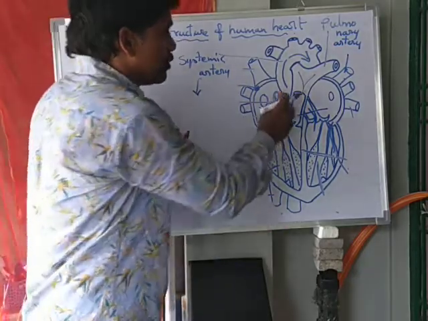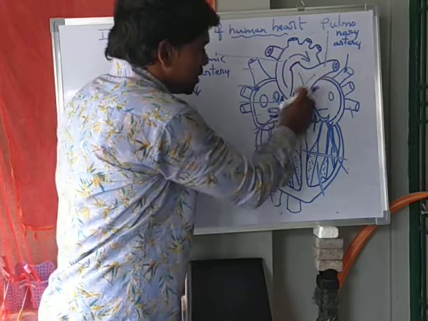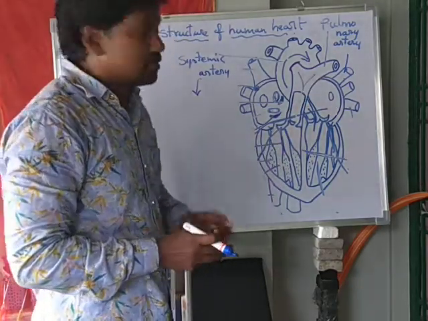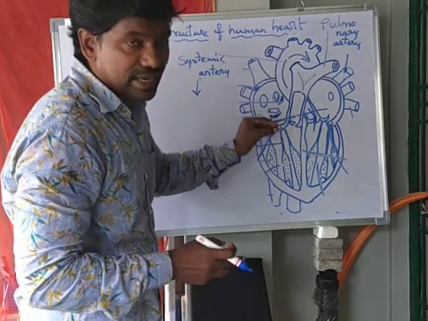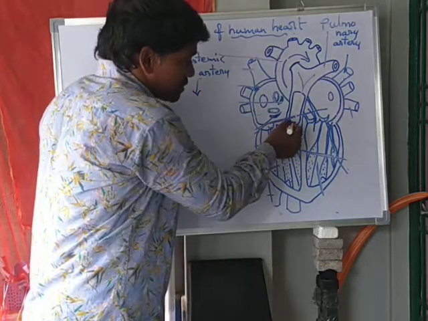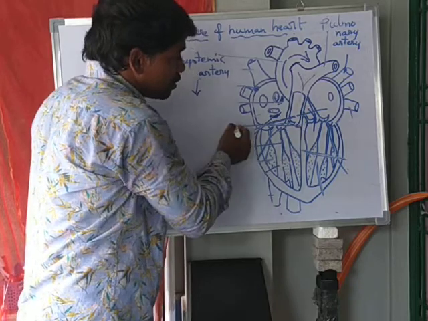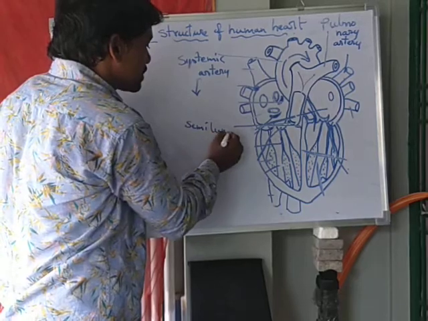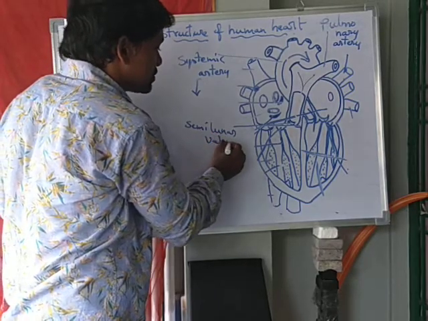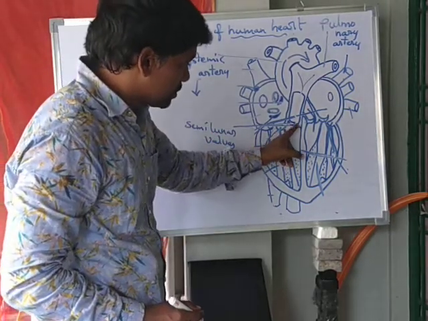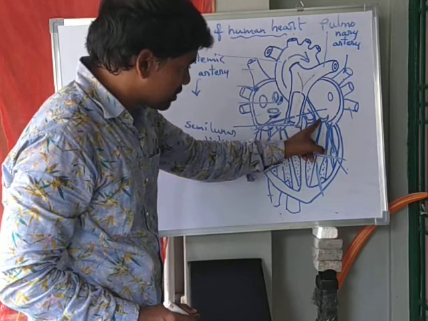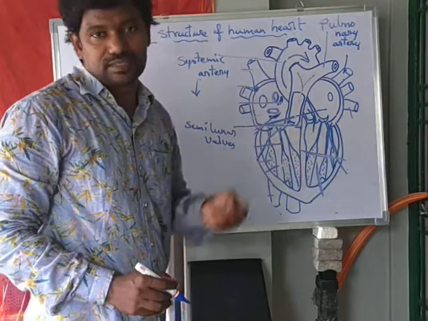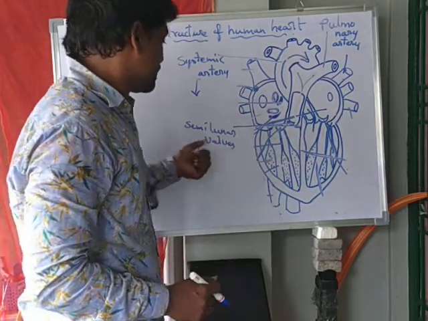Both the pulmonary artery and the systemic artery arise from the ventricles. From where these arteries arise, there are valves called semi-lunar valves. This one is one of the semi-lunar valves and this is the other. Both valves are present where the arteries arise.